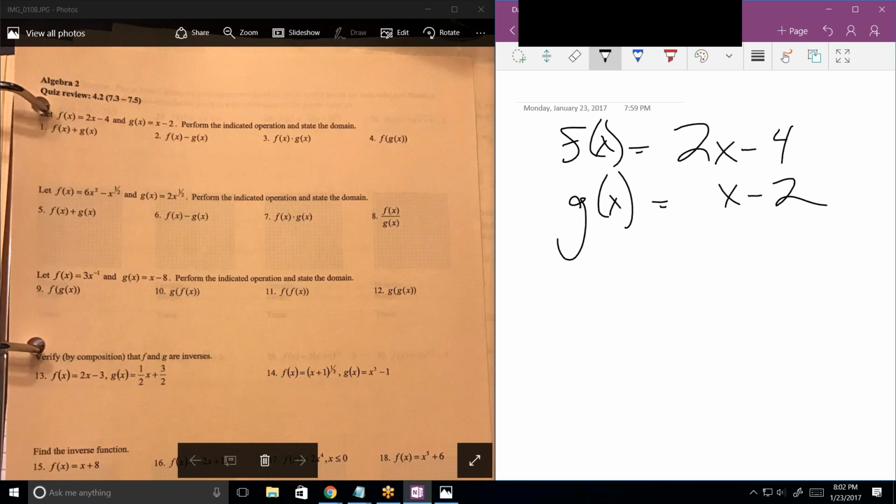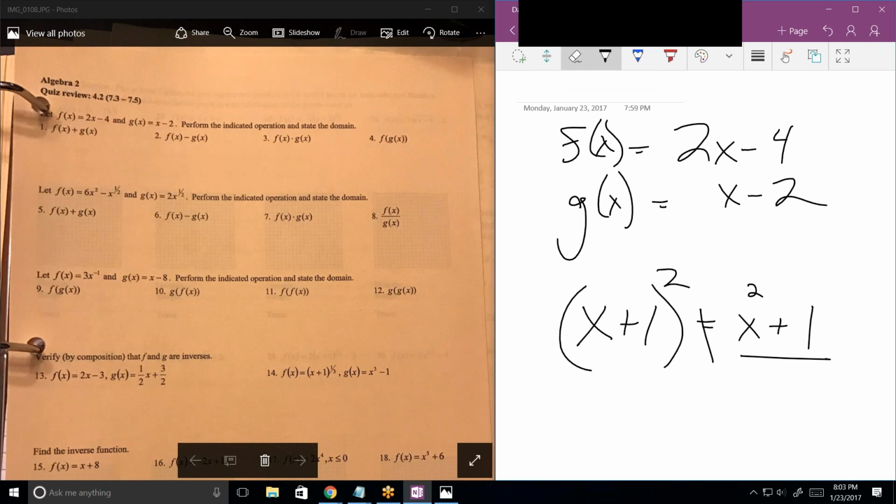No, but you're close. Remember, do not make this mistake. This is truly the most common mistake in algebra. I've read it, and all my students do it. That is not true. What you have to do is multiply x plus 1 times x plus 1, and it does not produce that. Well, this is similar.